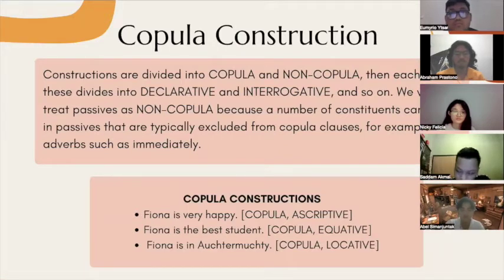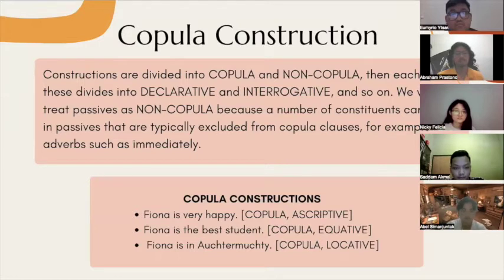Okay, next, there are copular constructions. Constructions are divided into copula and non-copula. Then each of these is divided into declarative and interrogative, and so on. We will treat passive as non-copula because a number of constituents can occur in passive that are typically excluded from copula clauses, for example, a verb such as immediately.